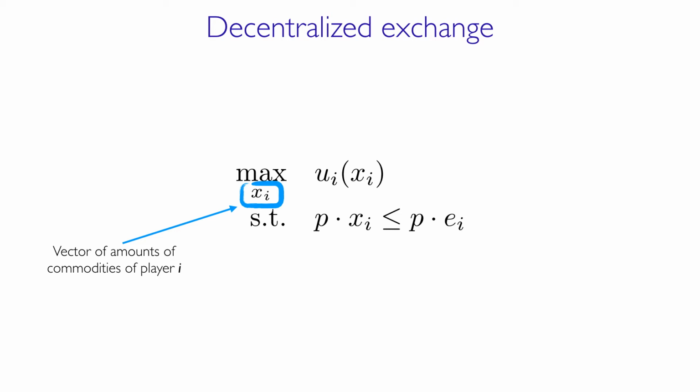The behavior of each player in the market is determined by a maximization problem. That is, basically, the best response of the player. The decision variables are given by the amount of commodities of the player. The maximization is of the utility function of the player. So, in practice, every player tries to change the amounts of commodities she has in the attempt to maximize the utility function.